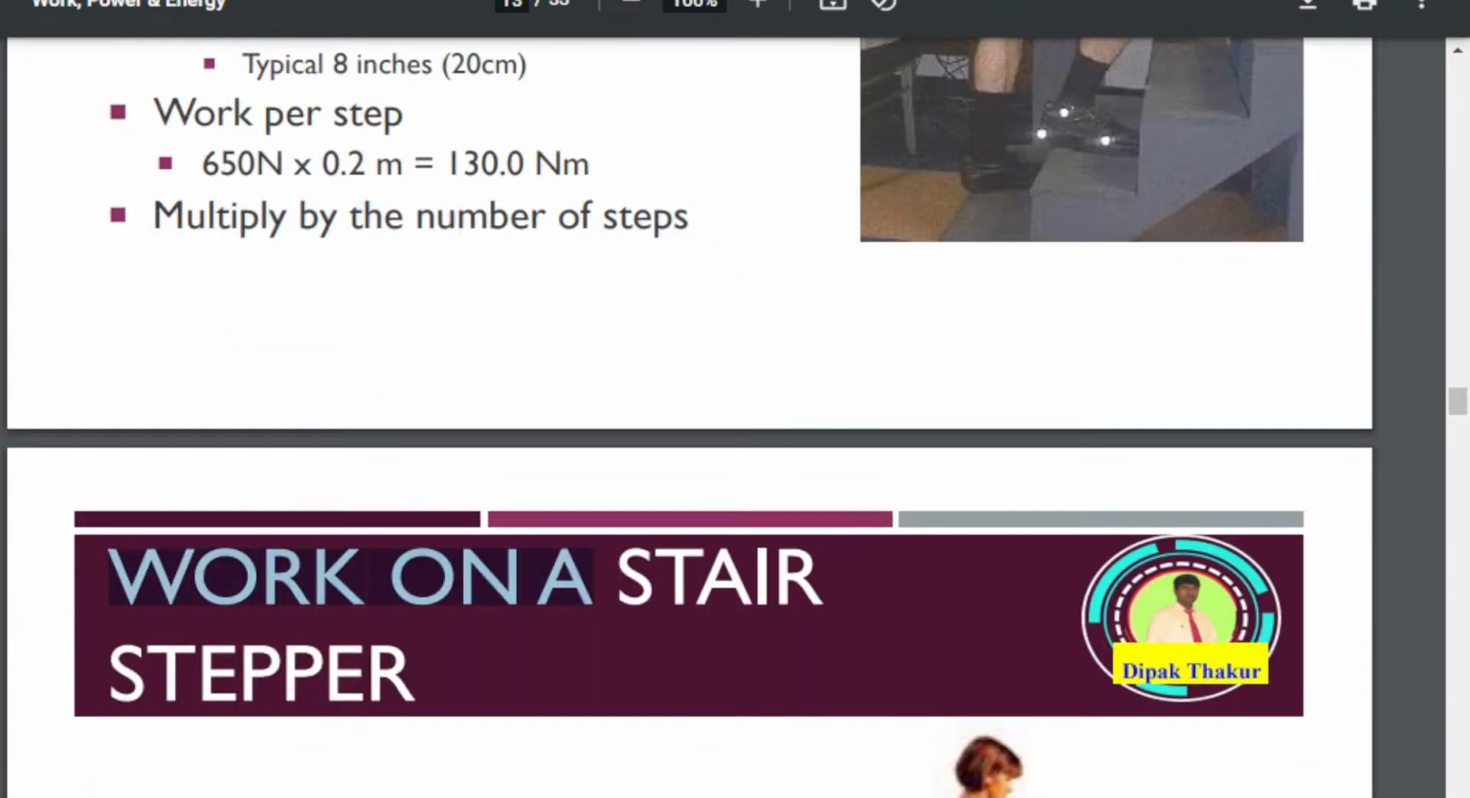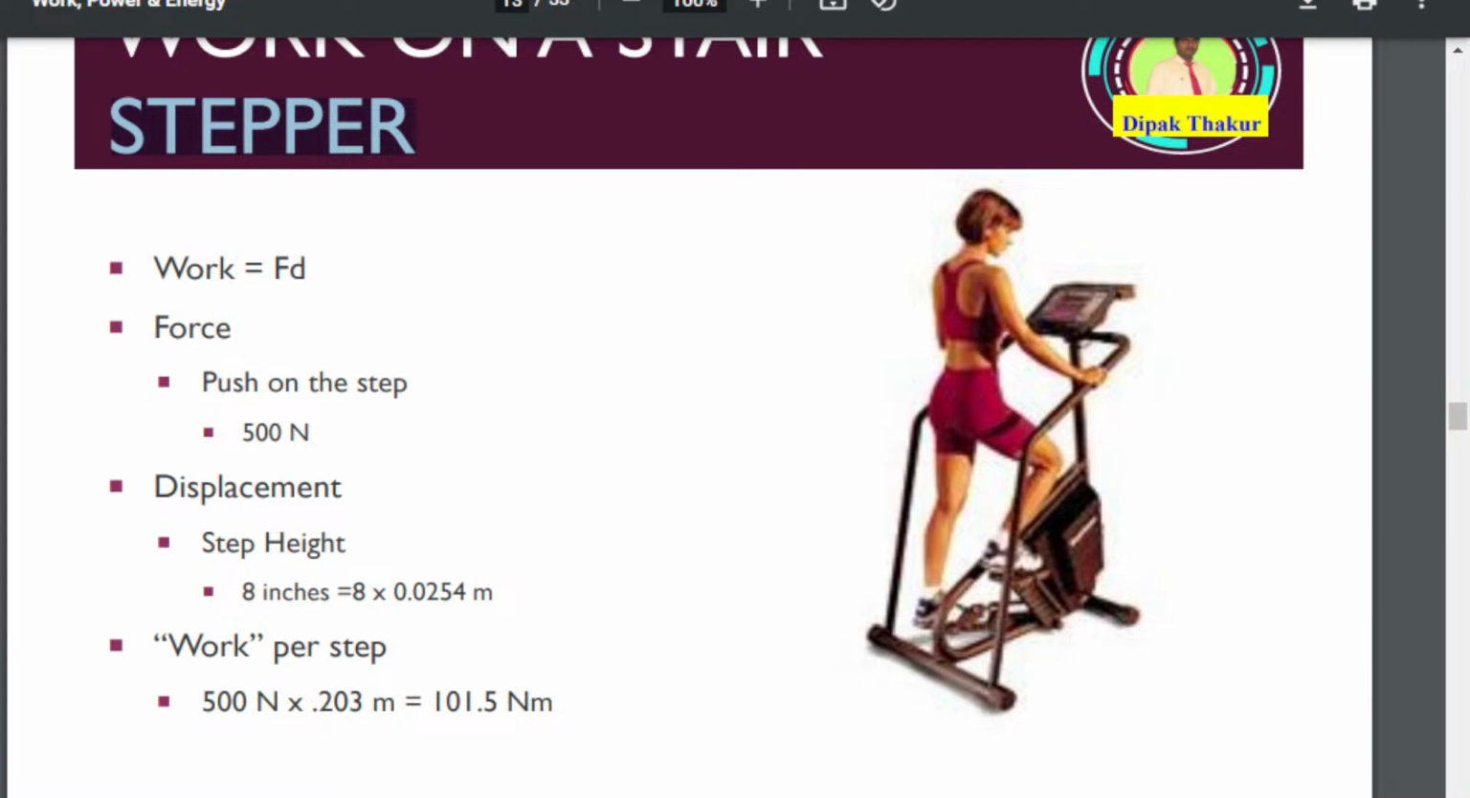Next, work on a stair stepper. If there is a stair stepper, then what is the work done? Here also we will see that work equals force into displacement, the same formula. Now here force equals the push on a step. How much is she or he pushing? She is pushing about 50 Newton.